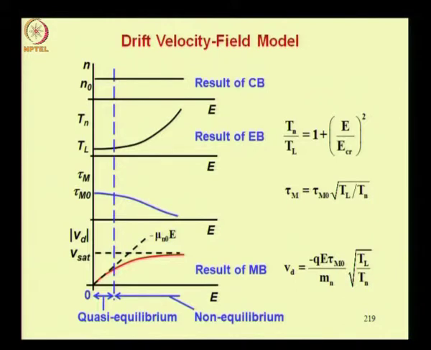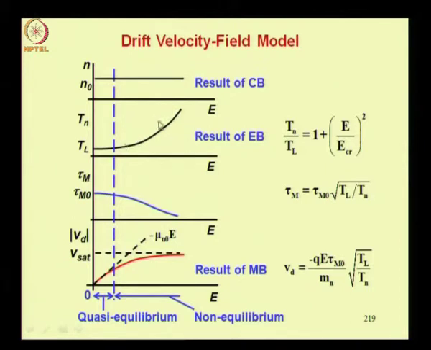Now here is the graphical representation of the results. This slide has actually been pulled up from the qualitative analysis, qualitative modeling. So why does the velocity saturate? Now this is your velocity field curve. Now why does the velocity saturate? It is because the momentum relaxation time is falling down, okay, and at this end it is inversely proportional to electric field. Now why does the momentum relaxation time fall down? It is because of the electron temperature rising rapidly here.